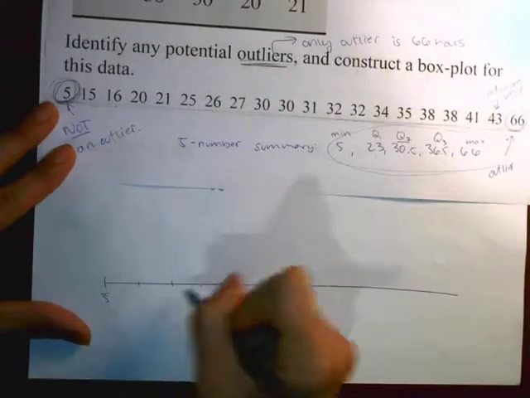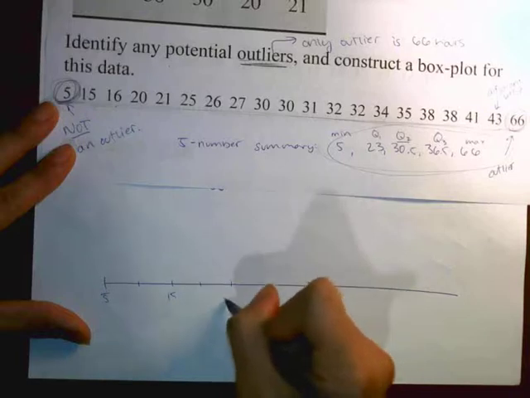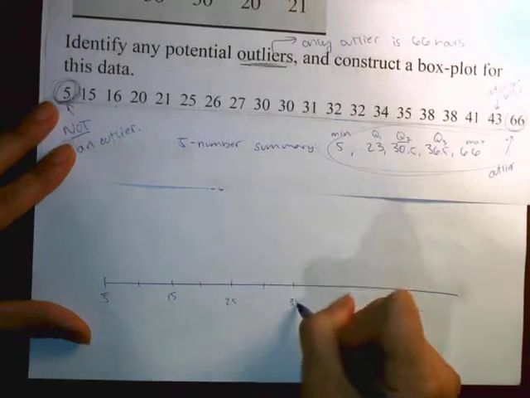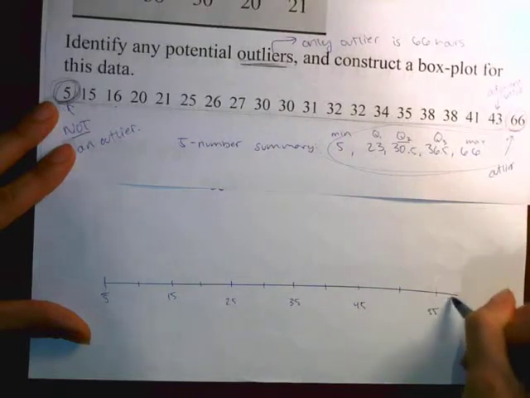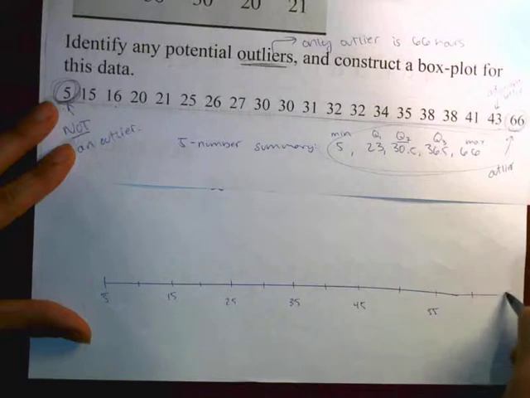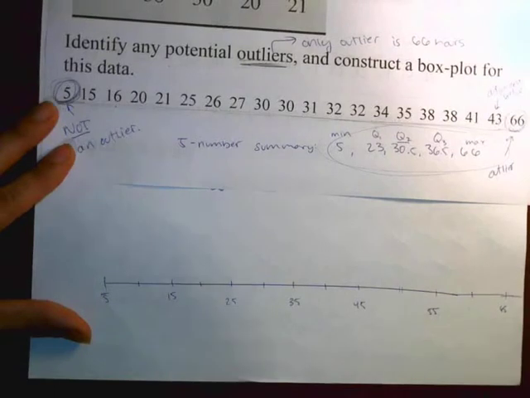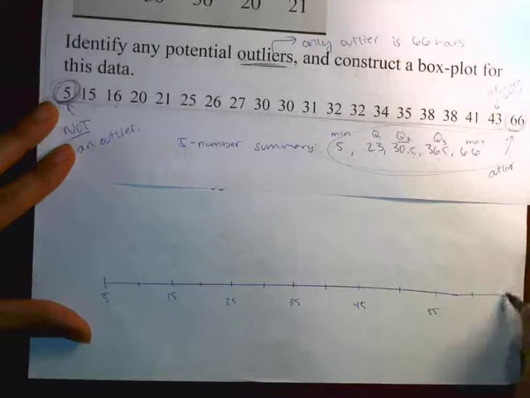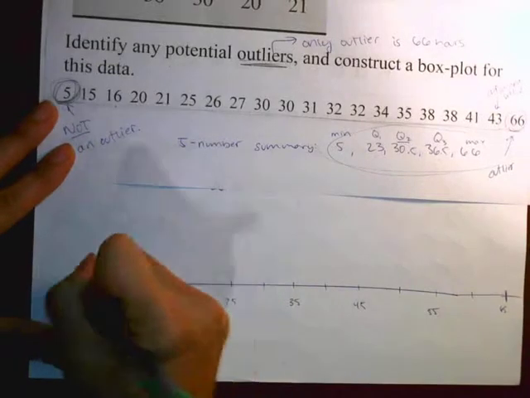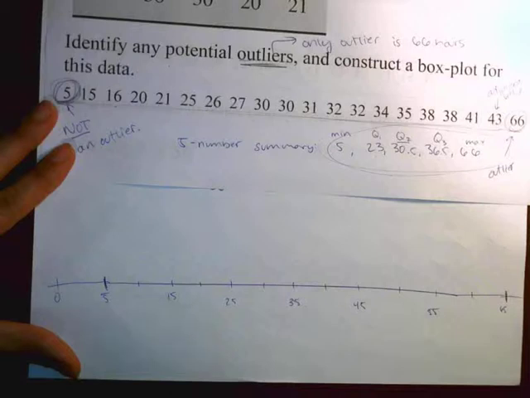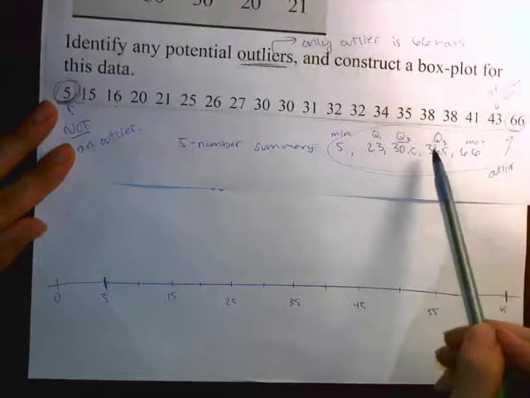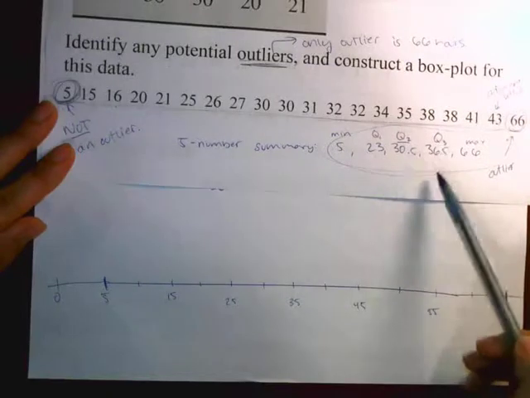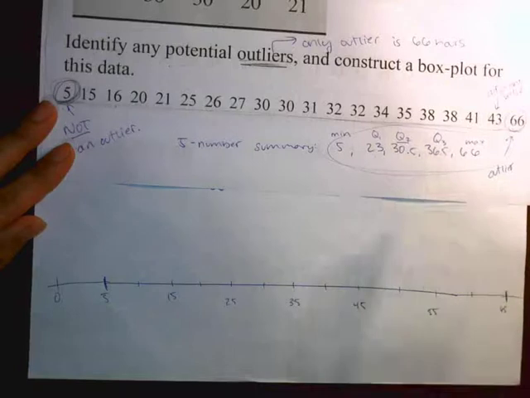So here's my line, 5, 10, 15, 20, 25, 30, 35, 40, 45, 50, 55, 60, and 65, and there's where my 66 will go. So here's my number line. And we want to have a single whisker plot. Some people would call this a whisker plot instead of a box plot. That encompasses all of these numbers that represent our data well.